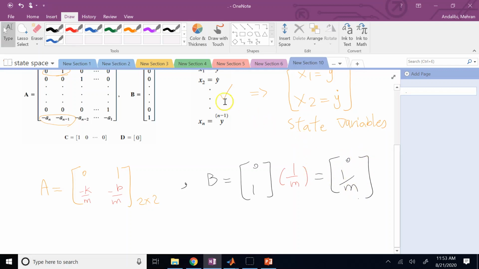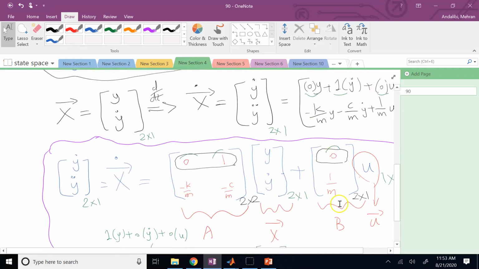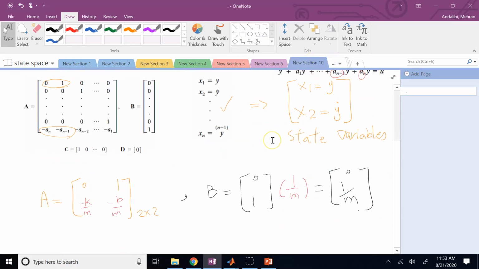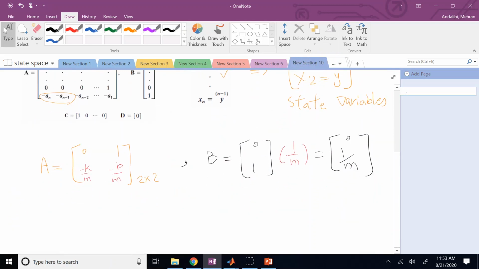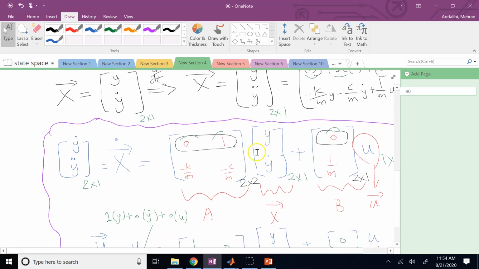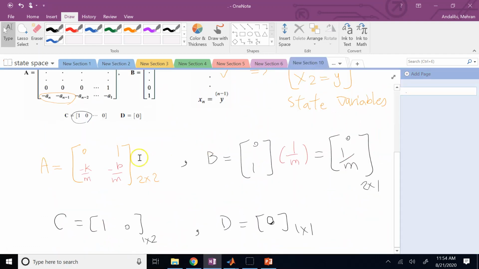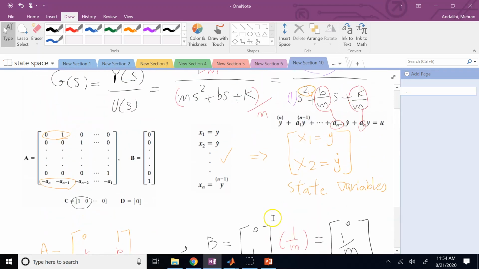Is that the same? Yes. If you remember, b is 0 and 1 over m. Then it says c is all 1 and 0, and I guess that's the case because our output is still y. And I only have 2 of that. If you remember, it was a 1 by 2. This one was a 2 by 1. And then d is simply a 1 by 1 and it is 0. That's the case here. Right? So you see that's our C and D. So I can directly get them without any problem.